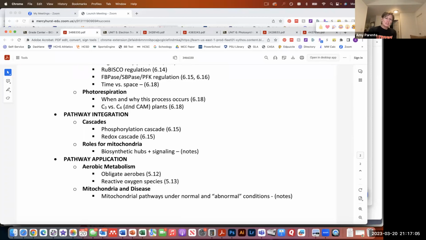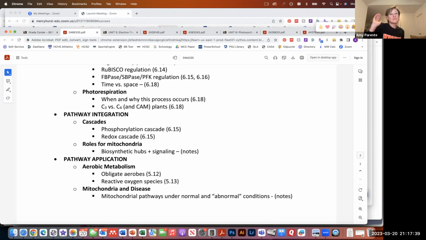Pathway integration. So again, this is thinking about whether it's a phosphorylation cascade or a redox cascade. We really didn't talk about this, so don't worry about this. We didn't talk about roles for mitochondria this year, so you won't see any questions on that. And we really didn't talk about mitochondria and disease. So actually, this pathway application stuff, we didn't talk about obligate aerobes. Remember, there were 2 questions I told you even on your homework not to worry about. We didn't get a chance to get to it. Interesting stuff, but you're not going to see any questions on your exam about that.